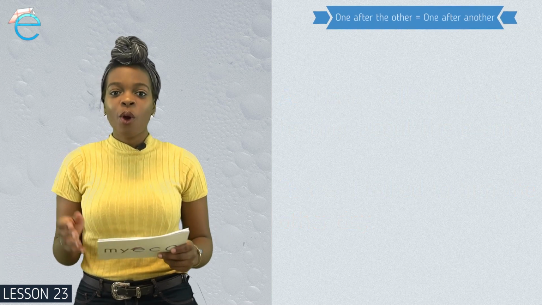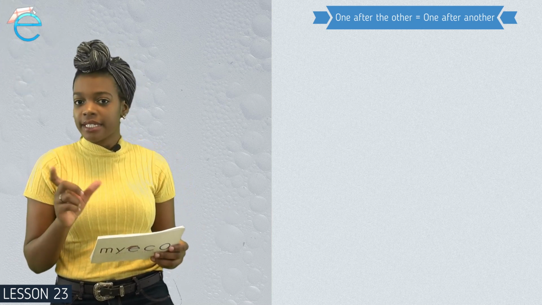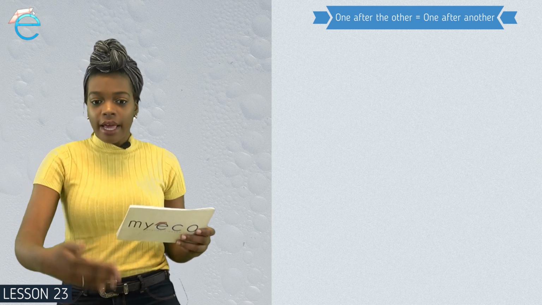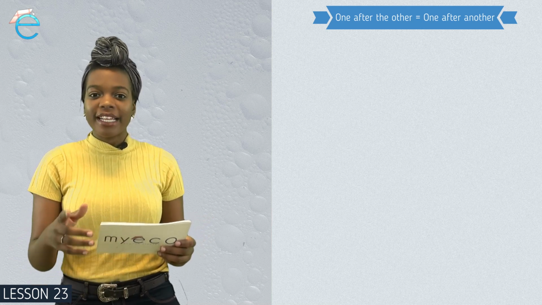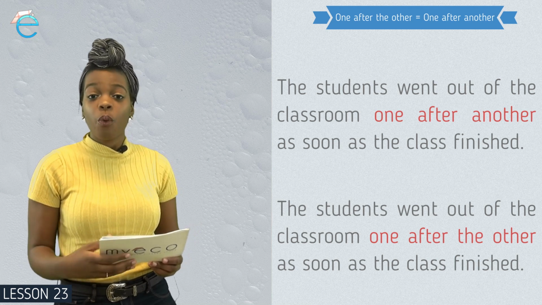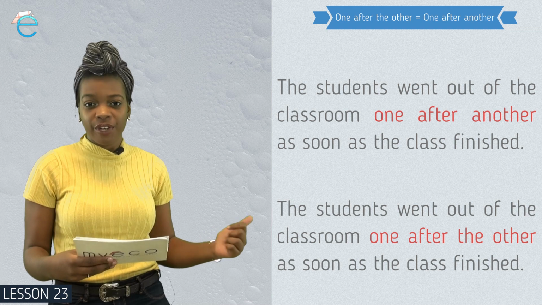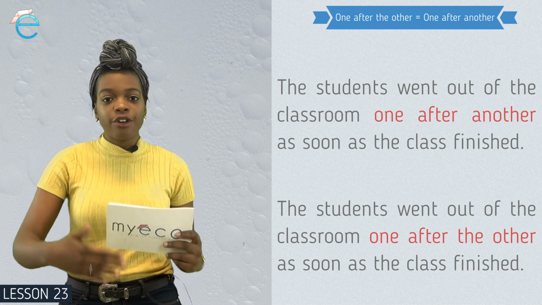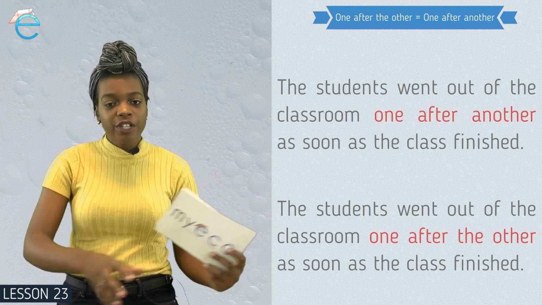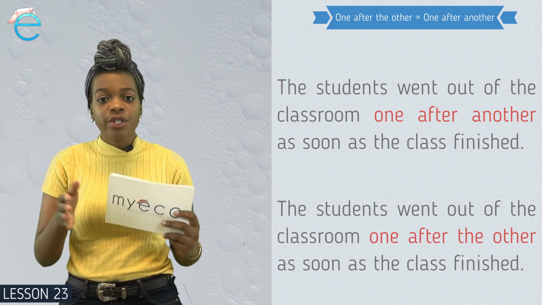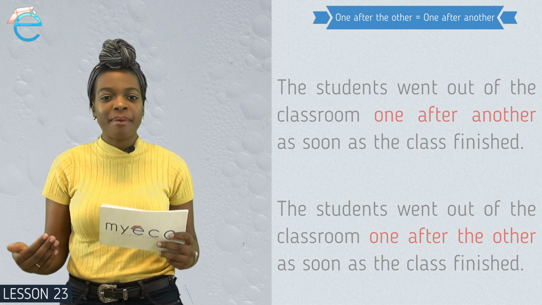Okay, so now let's look at one after the other and one after another. Both of these phrases have the same meaning, and they both mean something that happens consecutively or in a row, repeatedly. Let's look at an example. The students went out of the classroom one after another or one after the other as soon as the class finished. So here what we're seeing is the students left one after the other, as in repeatedly, no breaks in between, one student and then another student and then another student followed each other. So there was no breaks in between. It was something that happened repeatedly.